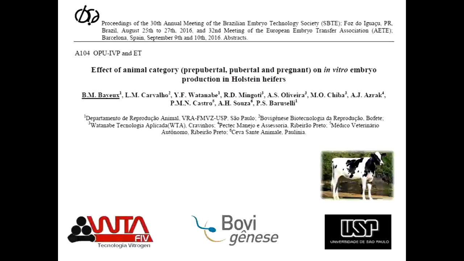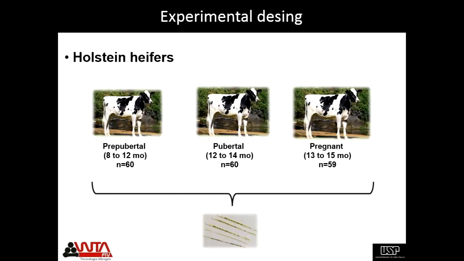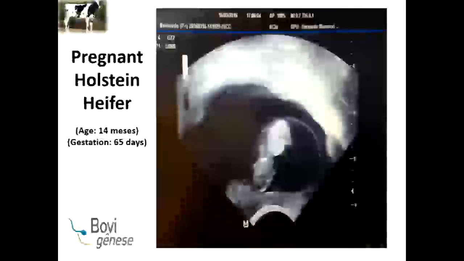This is a paper from my PhD student, Bernardo. We published this now in SBT. What we did is 60 OPU per group, and one group is prepubertal, or not pubertal, and another is pregnant heifers. The same semen, the same day, the same situation. We try to understand what is the effect of the category in the in vitro production.